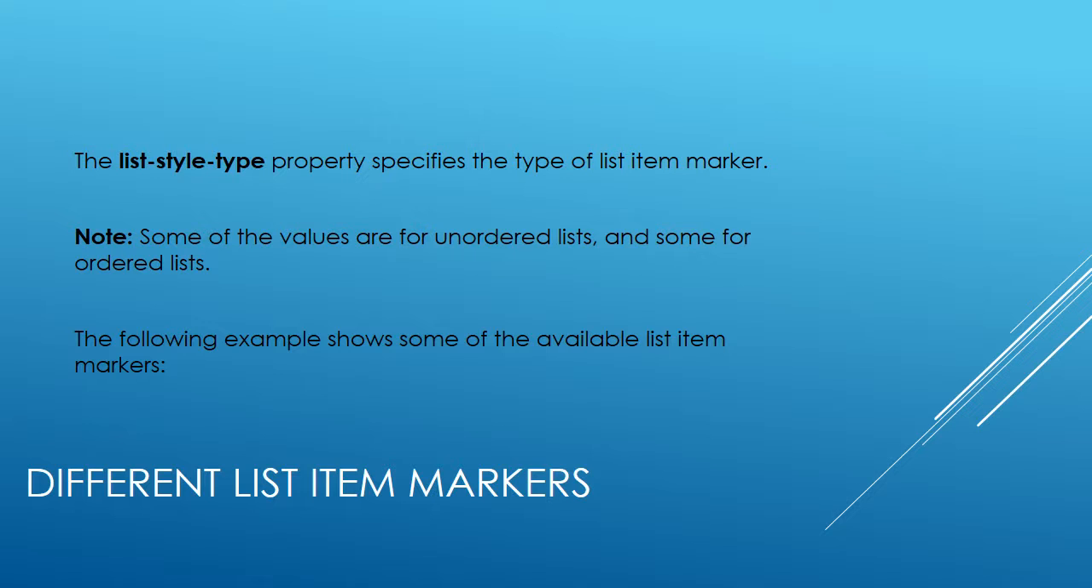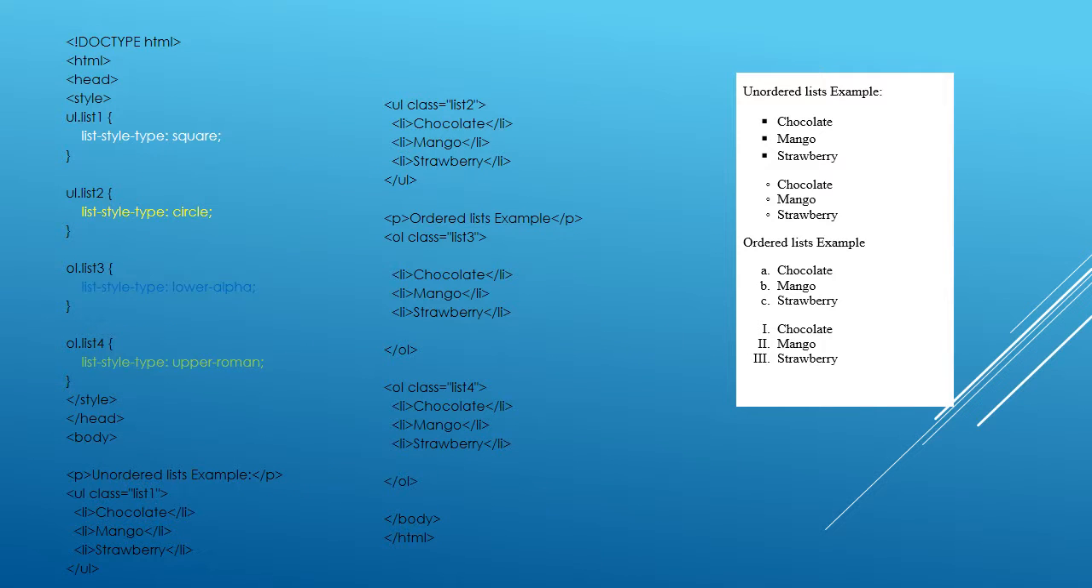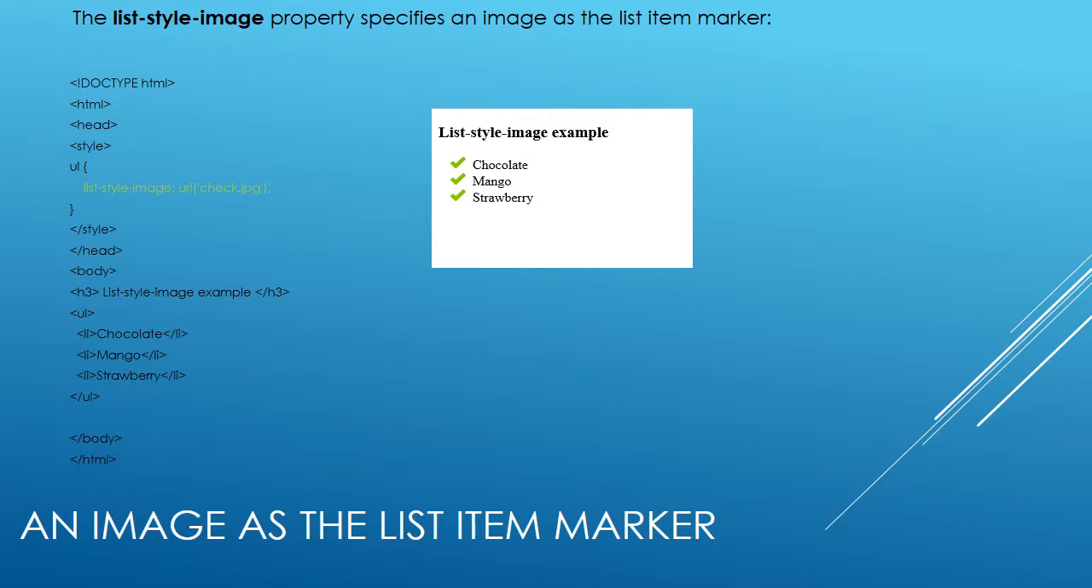Note: some of the values are for unordered lists, and some for ordered lists. The following example shows some of the available list item markers. An example of list item marks. The list style image property specifies an image as the list item marker.